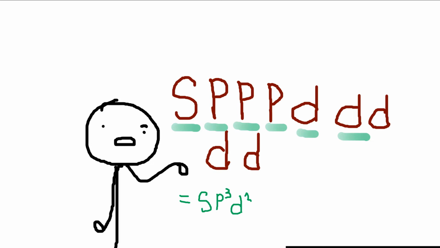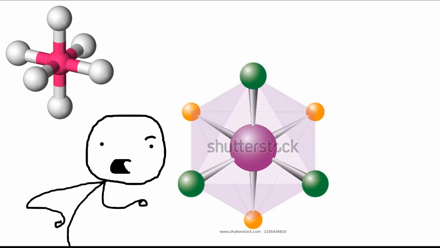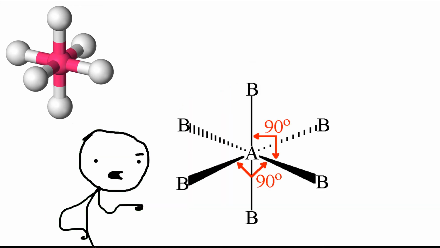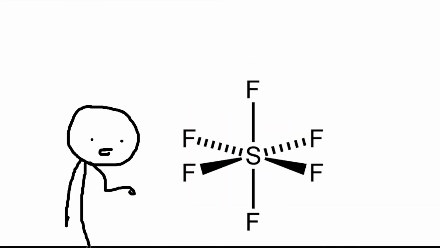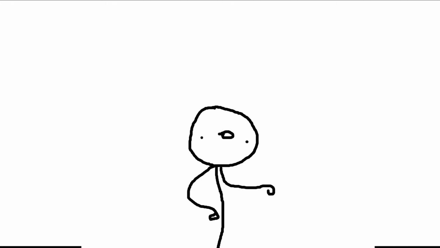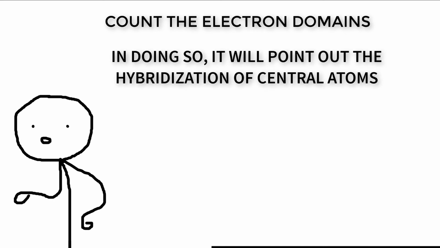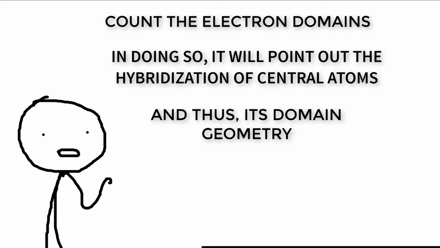Atoms with 6 electron domains are sp3d2 hybridized and will have an octahedral geometry resembling an 8-sided figure. All the bond angles are 90 degrees, like sulfur hexafluoride. So in order to figure out the electron domain geometry of a molecule, just count the electron domains, and the number will point out the hybridization, therefore its geometry.